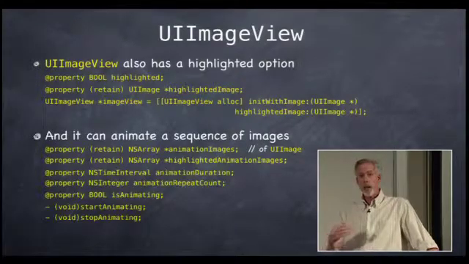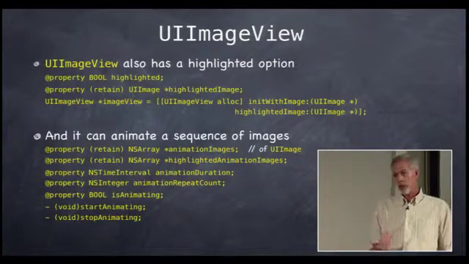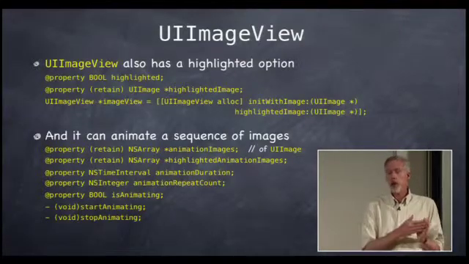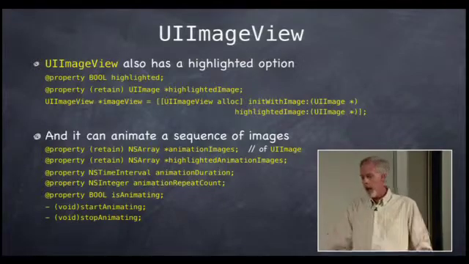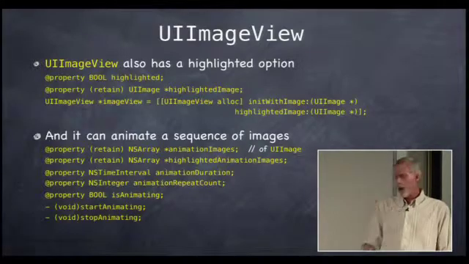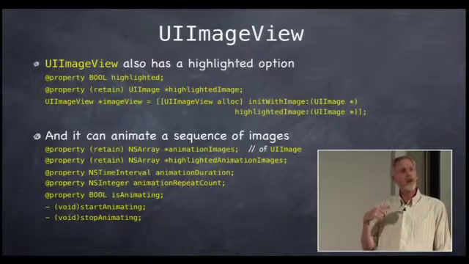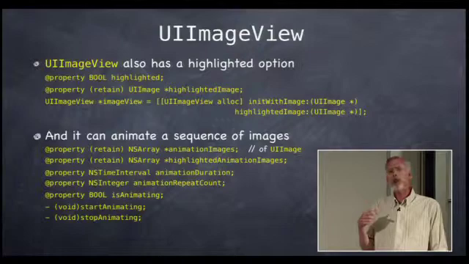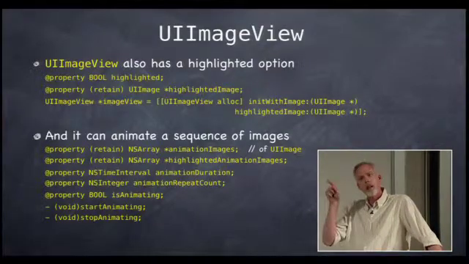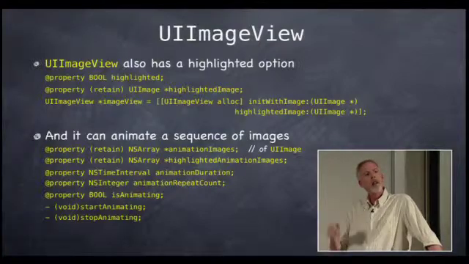It also actually can animate a sequence of images, which is really cool. You pass it an array of images, and then you pass it the duration over which you want those images to animate, and then you can specify how many times you want it to repeat, and it'll just sit there animating through those images. In the background. Your main thread won't be blocked. You can be off doing other things, and that little image will be sitting there animating those images.